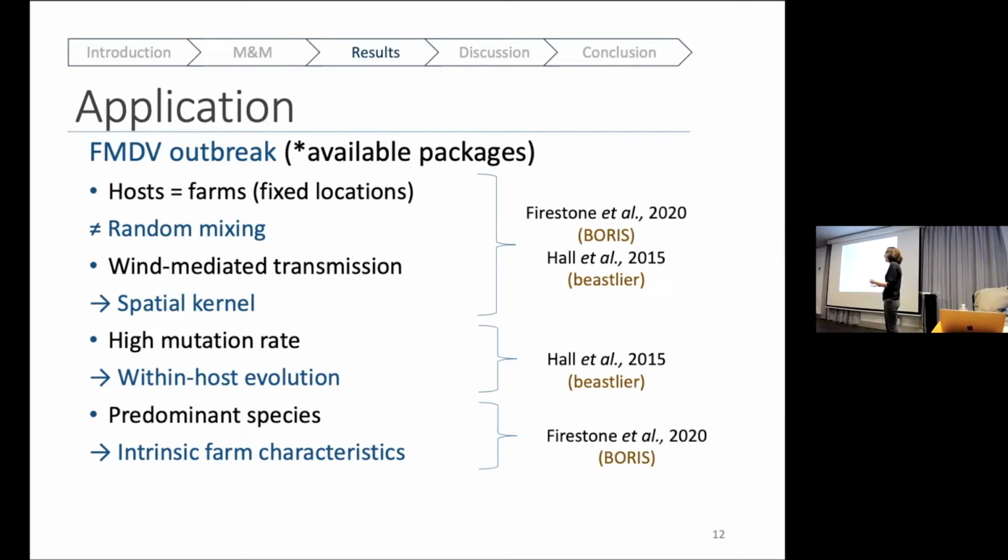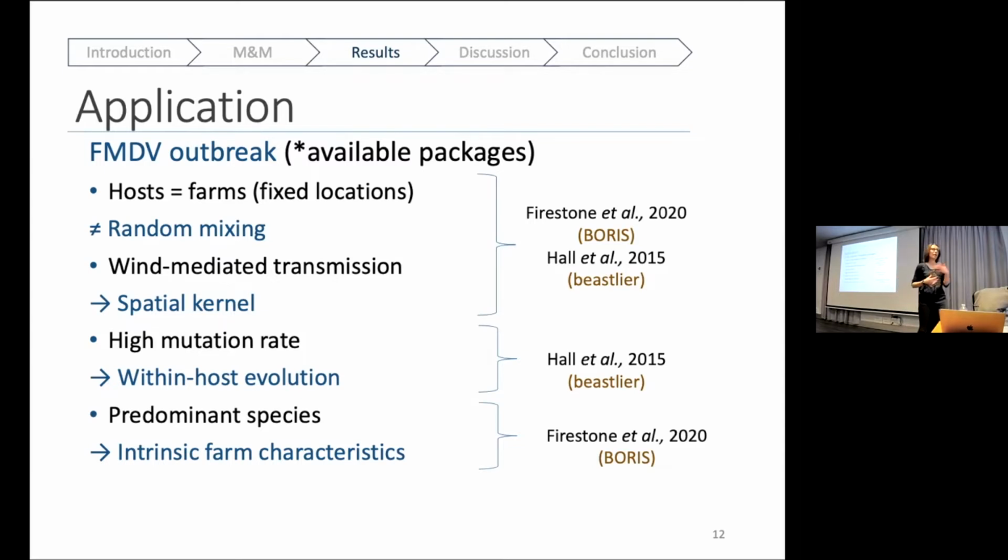And in addition, it could be interesting to consider geographical data in the form of a spatial kernel included in a transmission model. Methods that had a package and that used a spatial kernel were Firestorm's Boris and Hal's Beastleader. In addition, we know that this virus has a high mutation rate, meaning we could want to account for within host evolution. This within host evolution will be accounted for only in Hal's Beastleader.